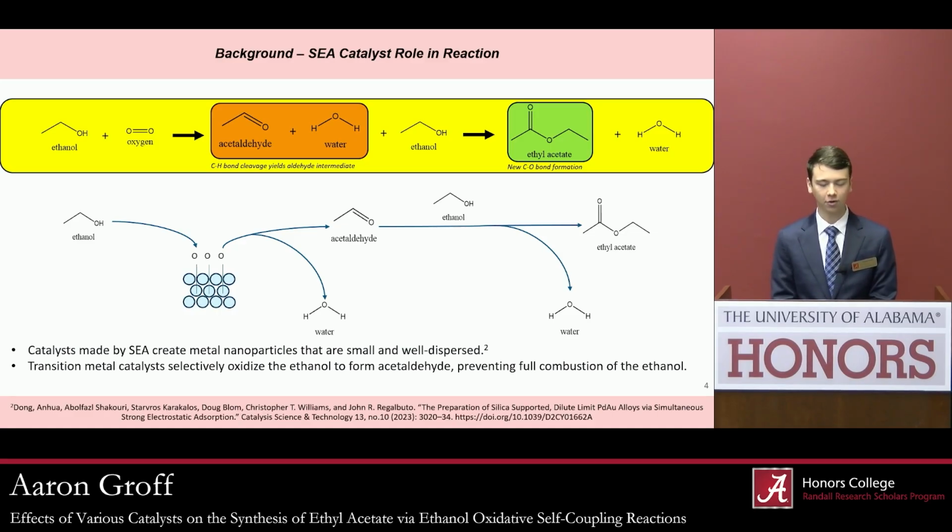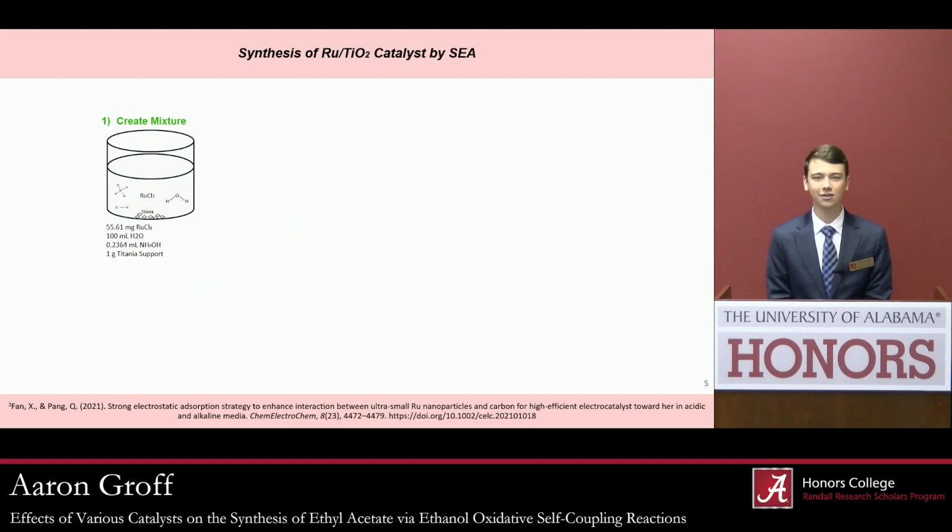This improves the catalytic activity of the sample and makes sure it's well dispersed across the entire sample. Also, transition metal catalysts are going to be able to selectively oxidize the ethanol to form acetaldehyde instead of complete combustion, which would result in carbon dioxide, which we don't want for environmental reasons, as well as it's just not a very valuable product. Now, I'd like to discuss how synthesizing one of these catalysts works. So I'm going to walk you through a synthesis of a ruthenium on titania catalyst by strong electrostatic adsorption.